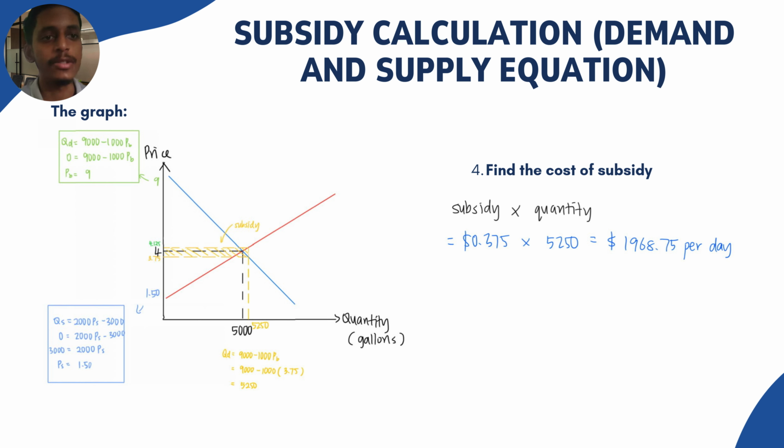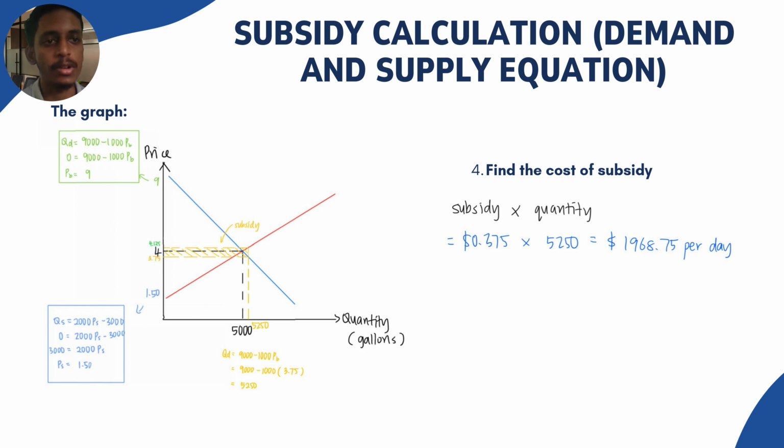Along this line, we can see two distinct prices. The first one is the bottom point: the price buyers pay has dropped to $3.75. The top point: the price sellers receive has risen to $4.125. The vertical distance between those two points is exactly $0.375, the value of the subsidy.